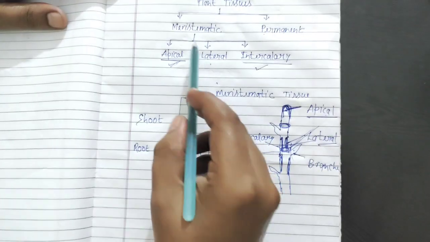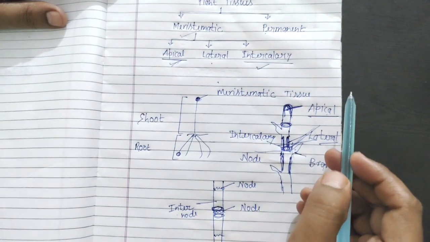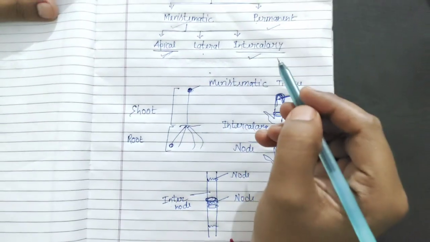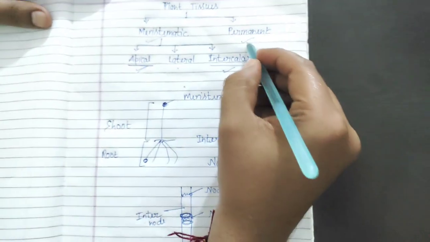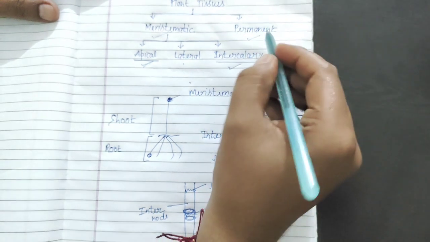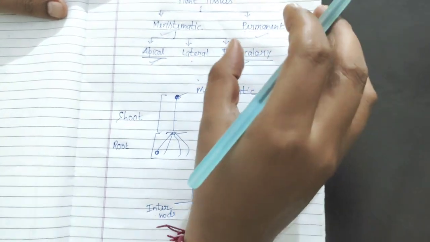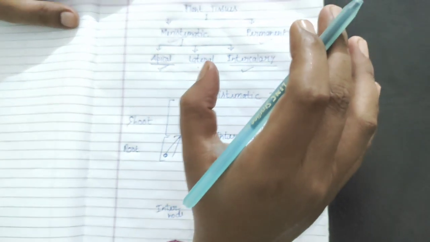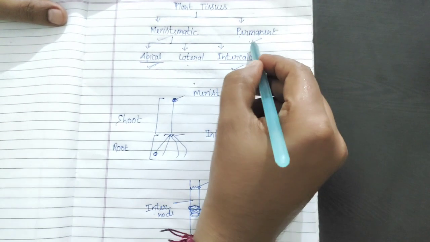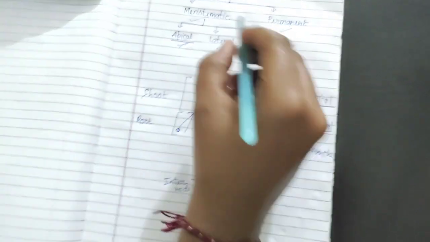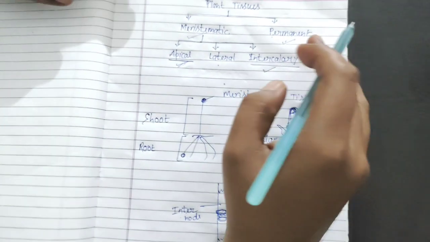Okay, so this was all about meristematic tissues. Now we will talk about permanent tissues. Permanent tissues are the tissues which earlier were meristematic, and now they have lost their power of division, and they are performing a particular function. Are you understanding what I am saying? Yes, sir.